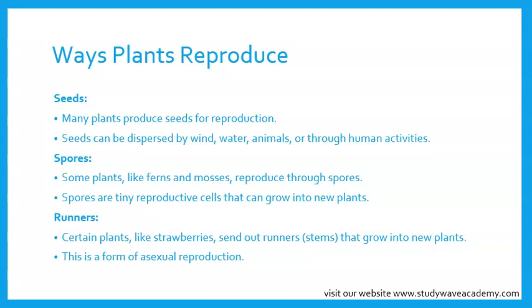Another way plants reproduce, spores. Some plants, like ferns and mosses, reproduce through spores. Spores are tiny reproductive cells that can grow into new plants. Okay? So some plants like ferns use tiny spores to grow new plants. Spores can be like magic dust for plant reproduction.